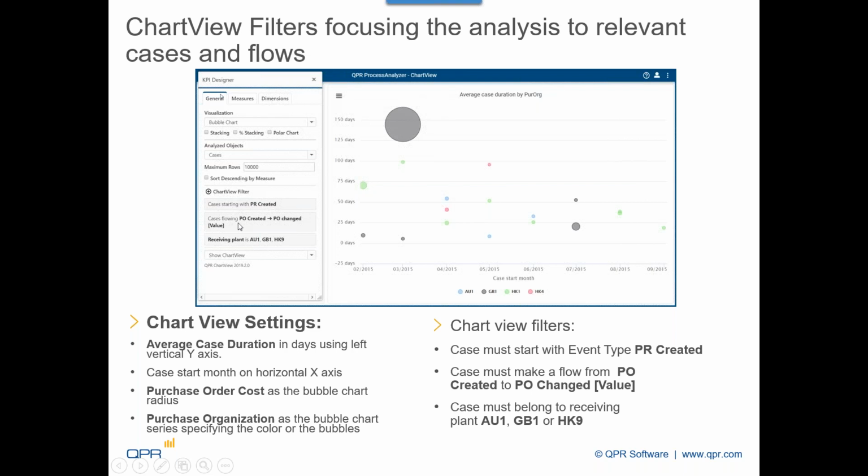Then they also must immediately go through purchase order created to PO changed value. So there must be a change in the PO value after the PO is created in order for the purchase order to be shown in this chart. And then also the case must belong to a receiving plant. There are only three receiving plants, and here we see that there are four purchase organizations serving these three production plants. So we can have multiple filters in the chart.